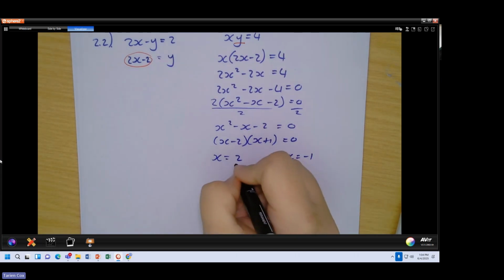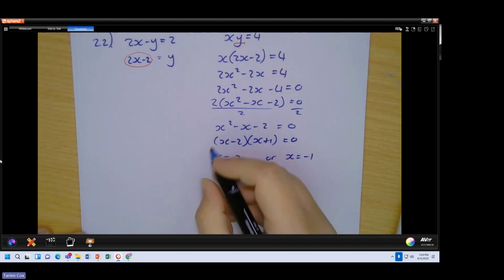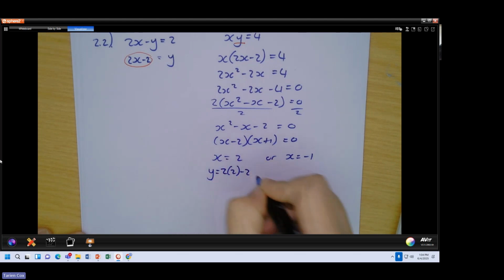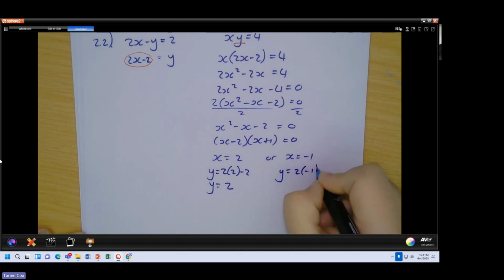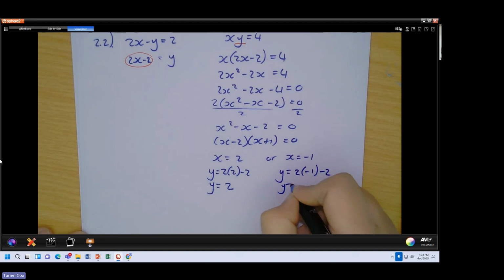Which means I now need to take these values back to this equation and substitute. x is 2, so y is equal to 2 bracket 2 minus 2. That gives me 4 minus 2, which is just 2. Or y is equal to 2 bracket negative 1 minus 2. That's 2 times negative 3, which gives negative 6... no, that's negative 2 times negative 2, and then y will be negative 4.